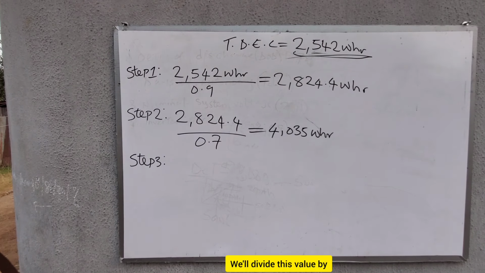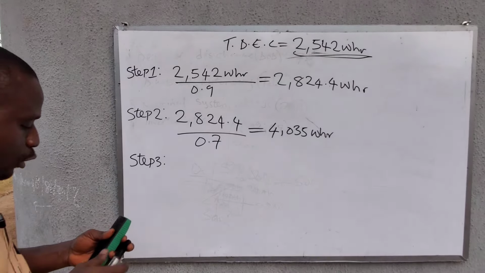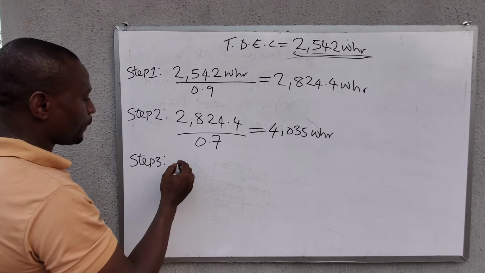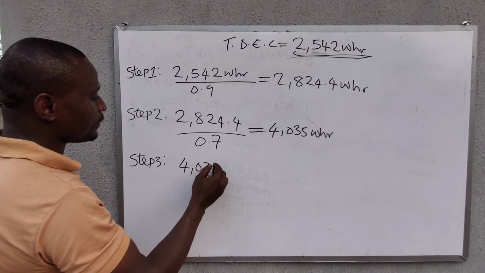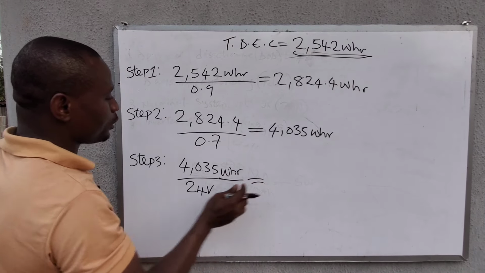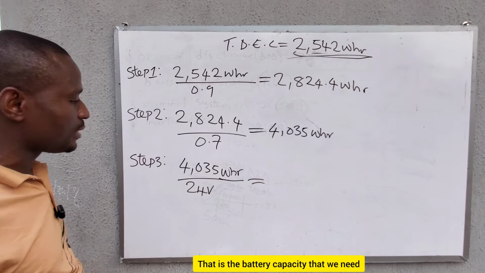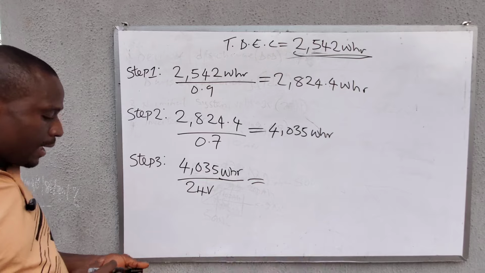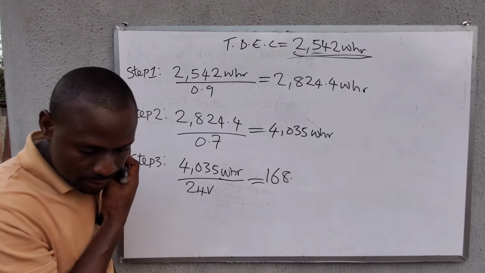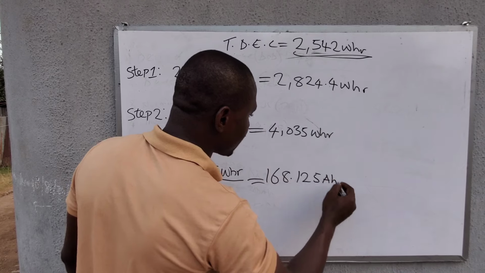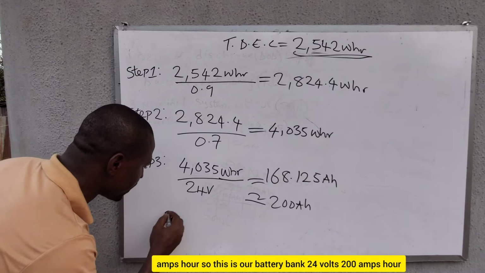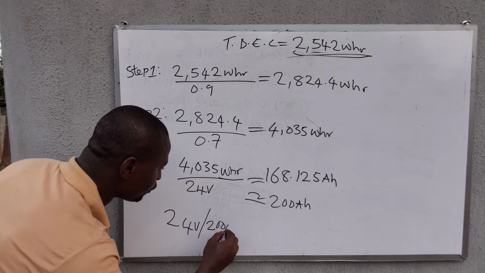Then we move to step three. We'll divide this value by the nominal system voltage. We said our system voltage is 24 volts. So we divide 4,035 watt hour by 24 volts to give us the battery capacity that we need. This gives us 168.125 amp hour. We can just approximate this to 200 amp hour. So this is our battery bank, 24 volts, 200 amp hour.